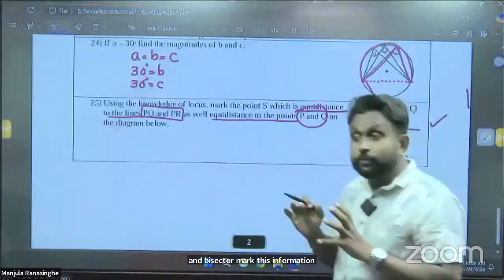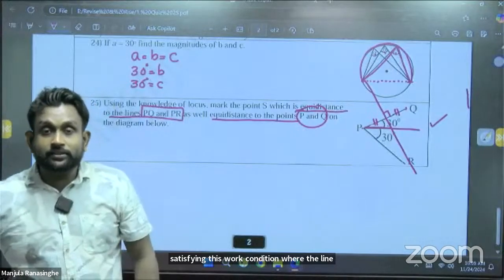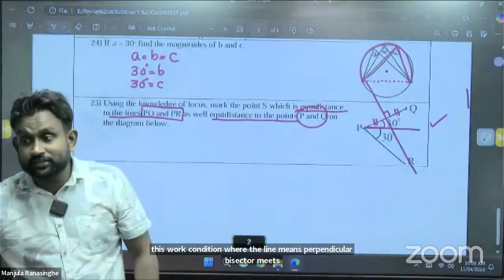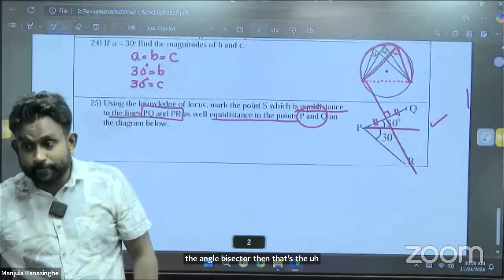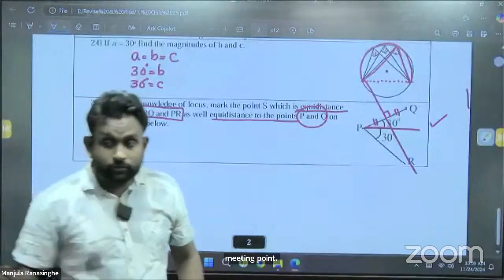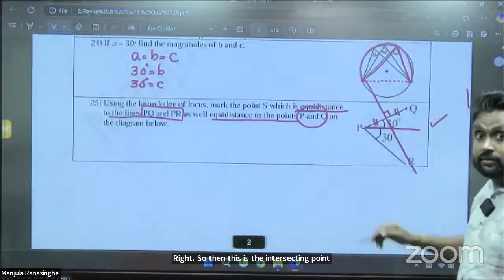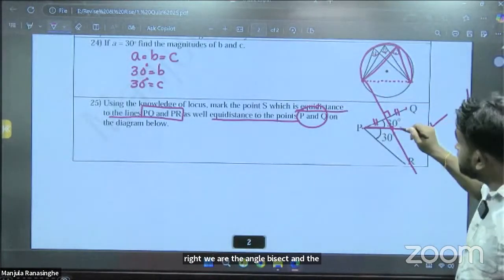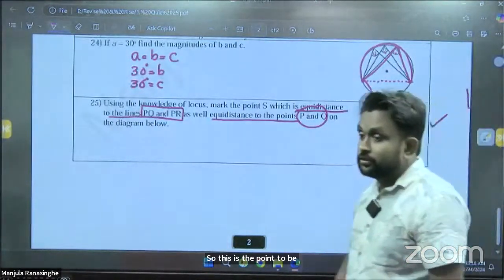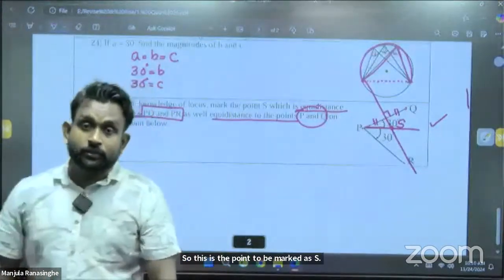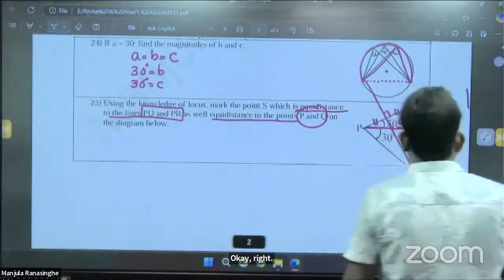So satisfying these both conditions, where the perpendicular bisector meets the angle bisector, that's the meeting point. Right? So this is the intersecting point where the angle bisector and the perpendicular bisector meet. So this is the point to be marked as S, right? Okay, right. That's the point being marked.